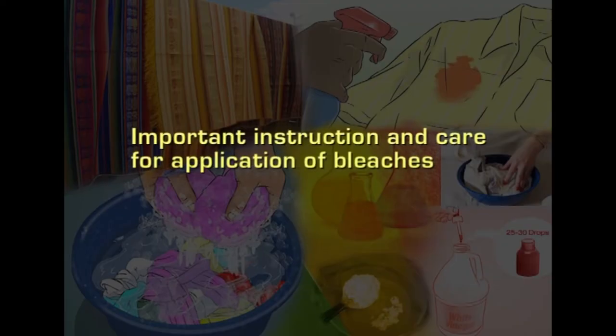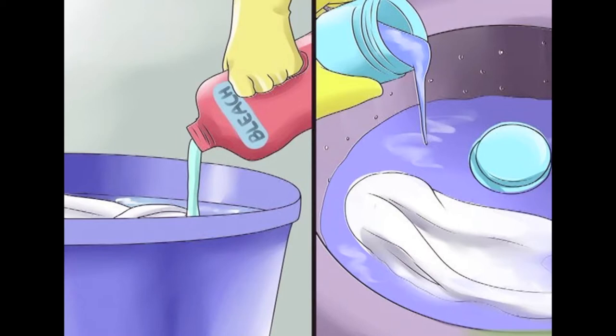Important instruction and care for application of bleaches. Never pour bleach, liquid or dry, directly onto the clothes. It must first be diluted in a small container and then added to the water in the tub before the clothes are immersed. Hot water helps to dissolve the bleach and hasten its action.